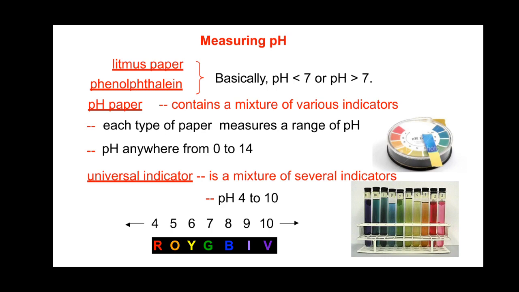So how can we measure the pH? It is done by litmus paper, phenolphthalein and pH paper. Basically it tells whether the pH is less than or greater than a given value. The paper contains a mixture of various indicators, as each type of paper measures a range of pH. The pH can be anywhere from 0 to 14, and the universal indicator is a mixture of several indicators covering pH 4 to 10. So 4 to 10 will be the range of the universal pH indicator.